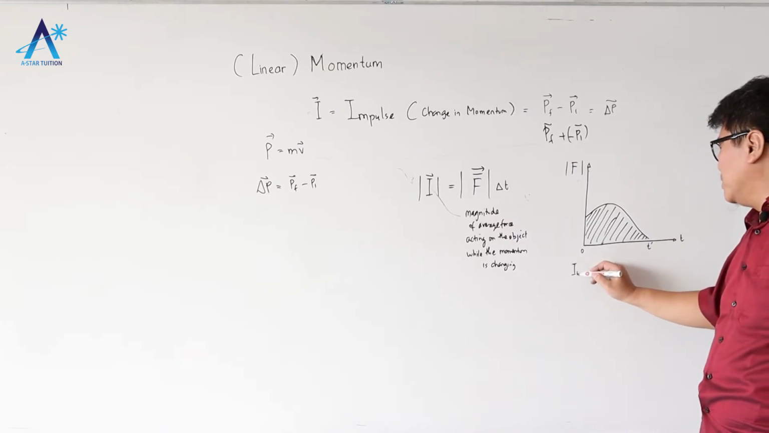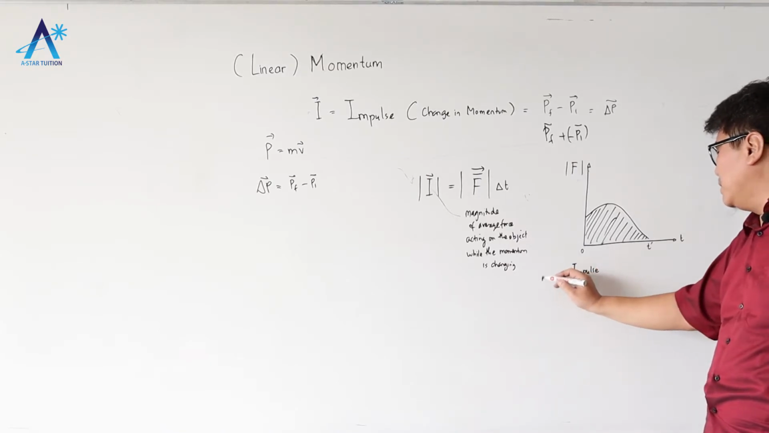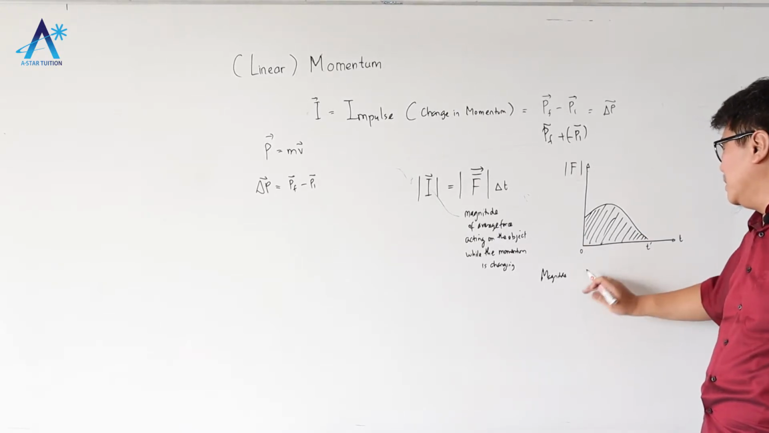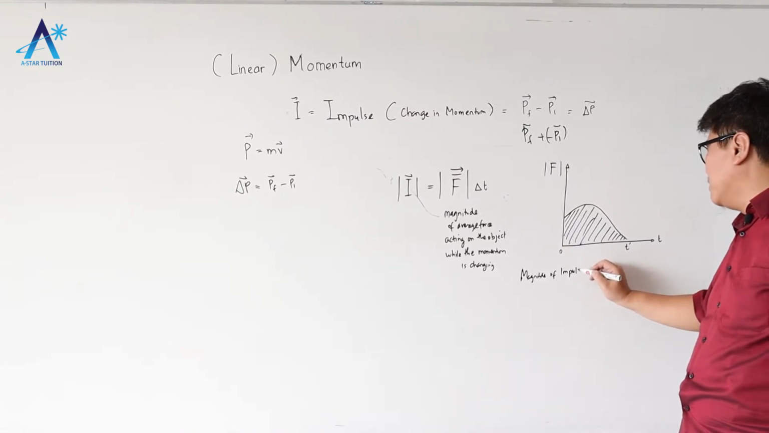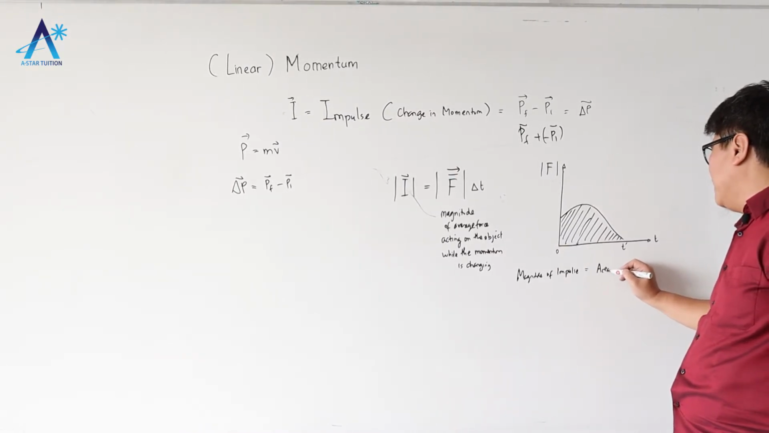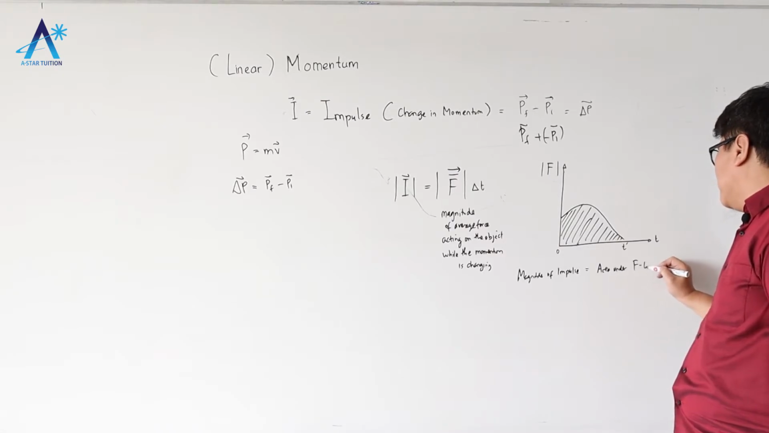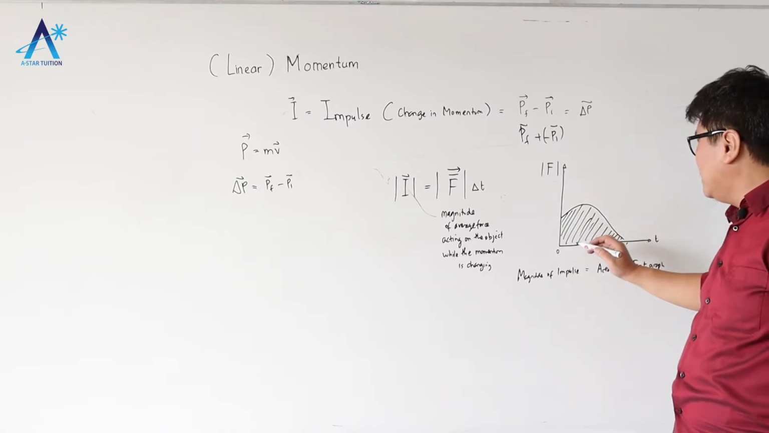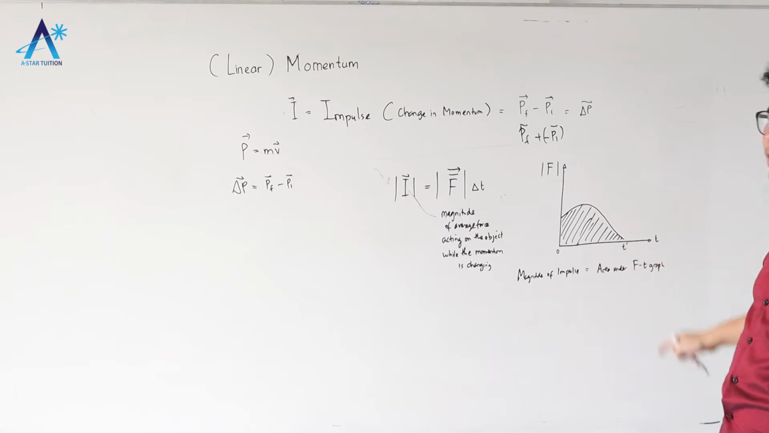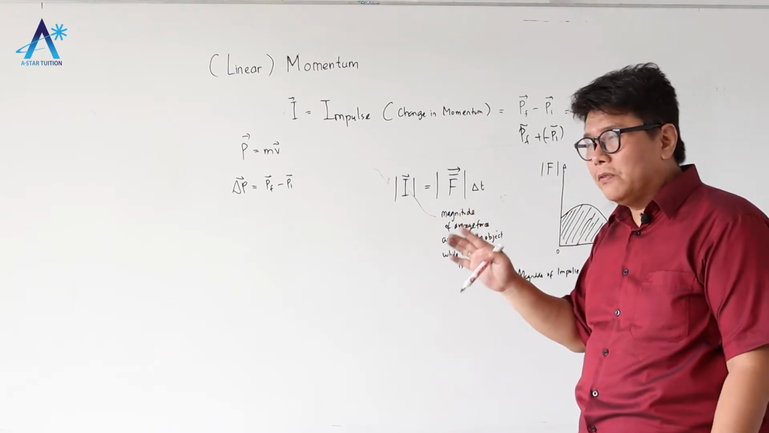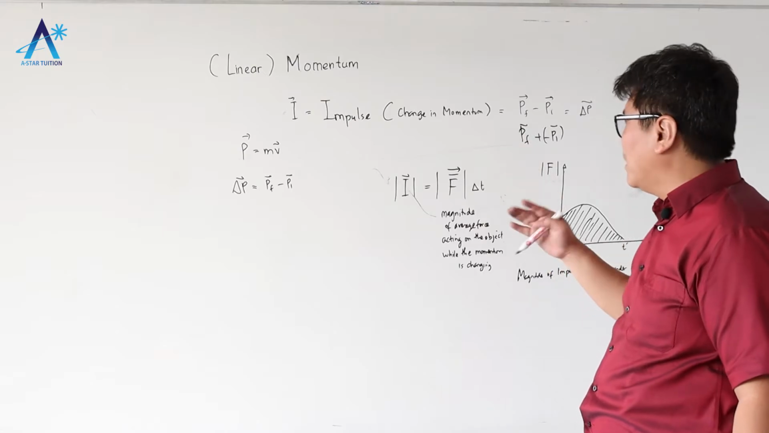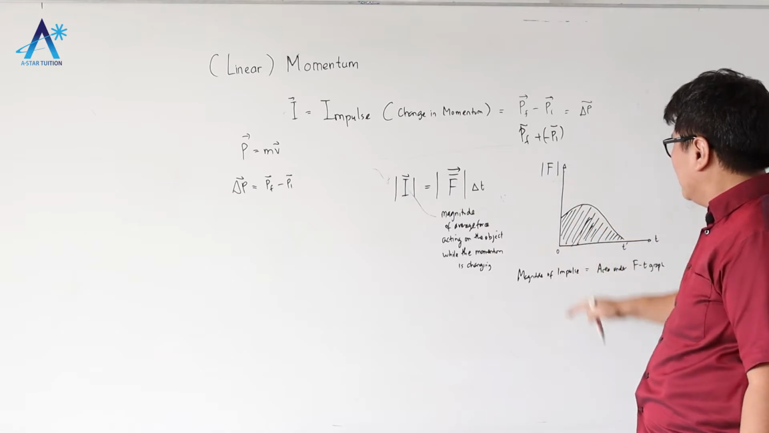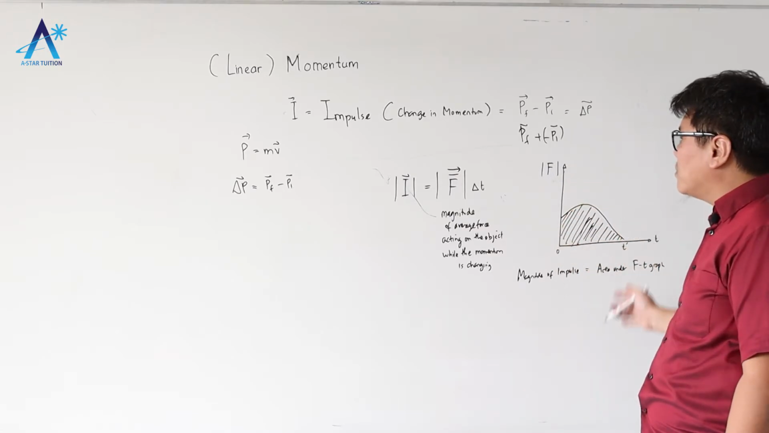So the magnitude of impulse can be calculated by the area under the F-t graph. Now please understand, when this is given as the magnitude of the force function against time, and the force itself is negative, usually because the direction changes, you need to account for the fact that the force changes direction.